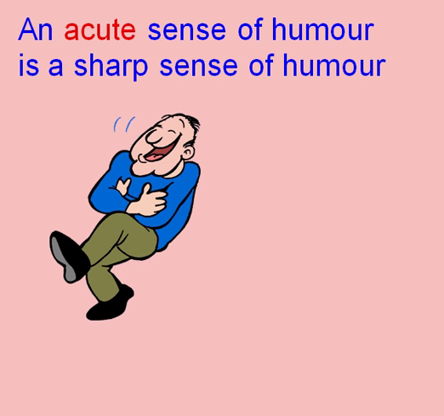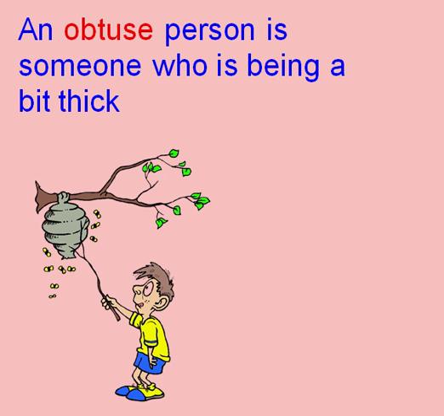If someone has a sharp sense of humour, you can say they have an acute sense of humour. An acute angle is a sharp angle. If someone's being a bit thick, you can say that they're being obtuse. An obtuse angle is a big, thick angle.